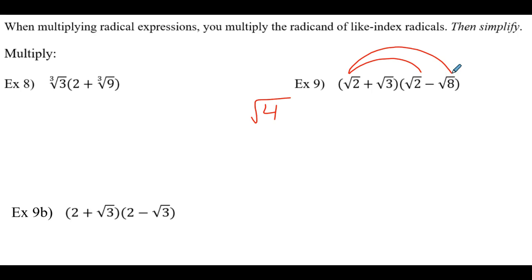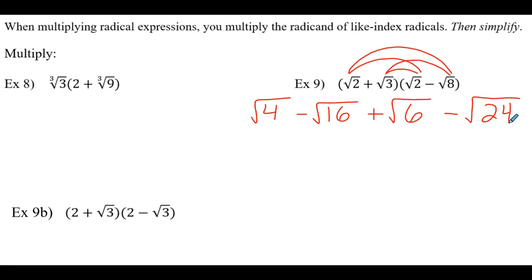So square root of 2 times the negative square root of 8 is just negative square root of, multiply the numbers underneath, we get 16. And then we do the middle 2. So the square root of 3 times the square root of 2 is square root of 6. And then the last 2, the square root of 3 times negative square root of 8 is negative square root of 24. Good. Now, very rarely after one step is that going to be your answer. Like 99.89% of the time, you're going to have to simplify something. So there are 3 things we can simplify here.